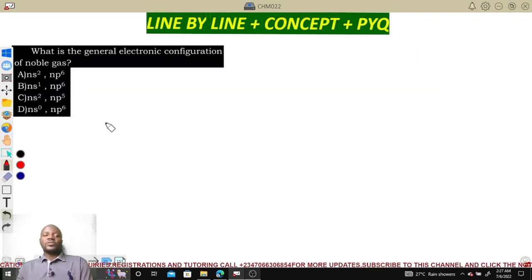So we move to the next question. What is the general configuration of noble gases? ns2 np6, except helium, which is an exception. So this is the answer to that. So nothing to waste time on, my dear student.